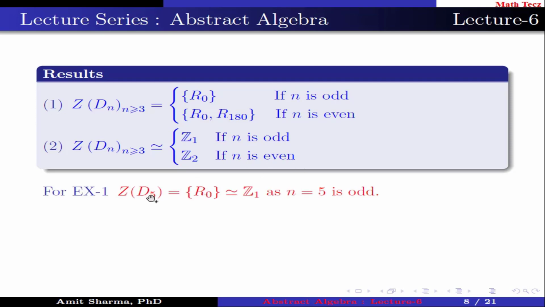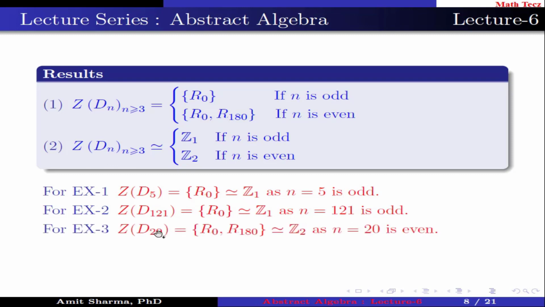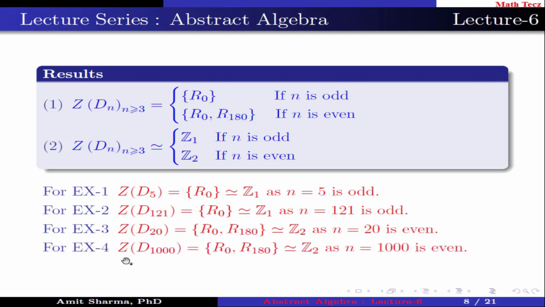Example number 1, the center of D5 is equal to R0, which is isomorphic to Z1 as n equal to 5 is odd. Example number 2, the center of D121 is equal to R0, which is isomorphic to Z1 as n equal to 121 is odd. Example number 3, the center of D20 is R0, R180, which is isomorphic to Z2 as n equal to 20 is even. The center of D1000 is equal to R0, R180, which is isomorphic to Z2 as n equal to 1000 is even.